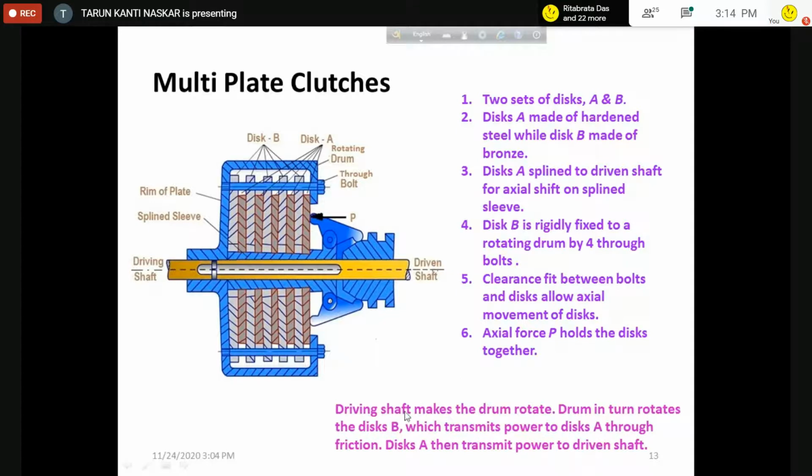Now driving shaft makes the drum rotate. When driving shaft rotates, it makes the drum rotate. Drum in turn rotates the disk B, obviously, and disk B in turn transmits power to the disk A, and disk A is keyed to driven shaft, so driven shaft rotates, is driven. So this is the arrangement. Disk A then transmits power to the driven shaft. So this is the arrangement of multiplate clutch. Is it clear? Description?